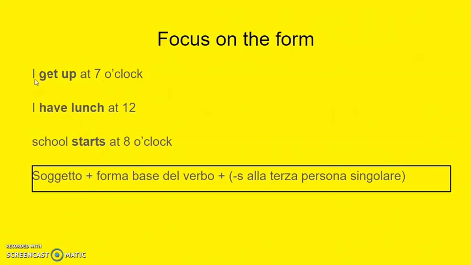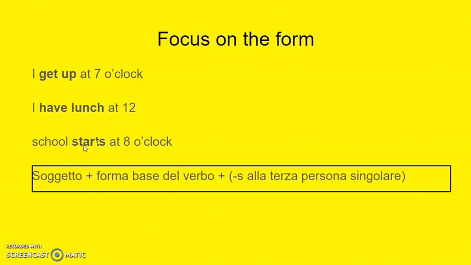As you can see, these sentences, I get up at 7 o'clock, I have lunch at 12. They show that present simple is very simple because this is like the base form of the verb. È come la forma base del verbo, ok? The only difficult thing is when we arrive at it, he or she, where we have to put an S at the end of the verb.